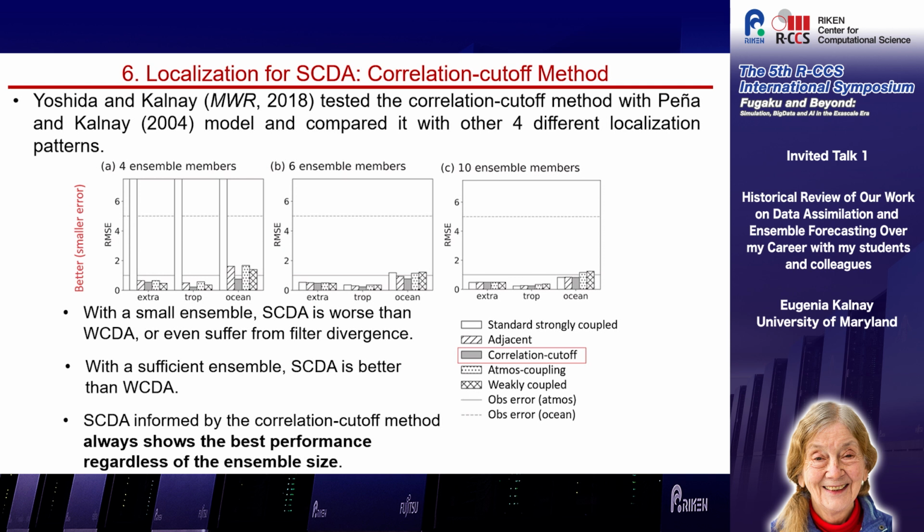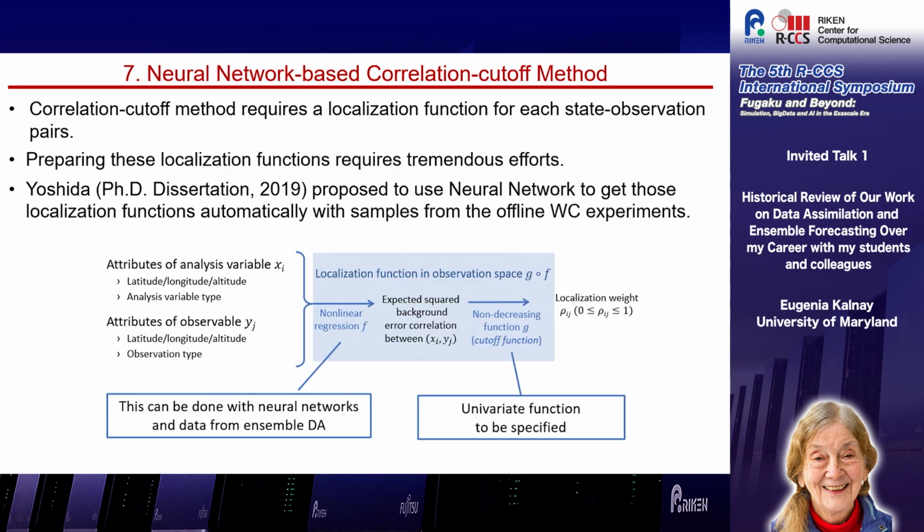Experiments with the coupled Lorenz model show that the performance of the strongly coupled data assimilation varies significantly with the ensemble size. However, the strongly coupled data assimilation with the correlation cutoff method always shows the lowest error, proving the effectiveness of this method. We then thought about how to extend the correlation cutoff methods to realistic models.